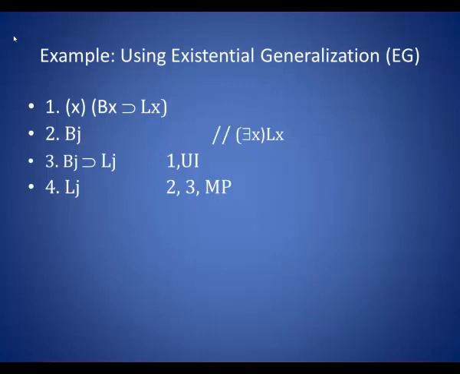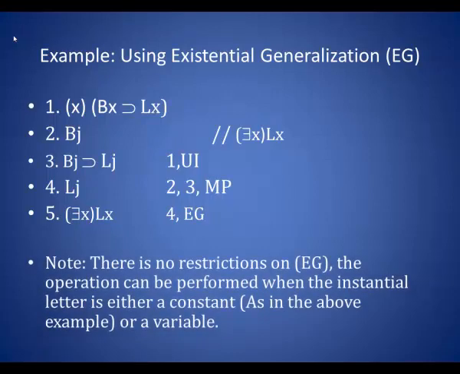Now, in order to complete this, I've got to reintroduce a quantifier, because my conclusion is an existentially quantified statement. And that's exactly what I do using EG. I say there exists an x such that x is L. In this particular case, we know that John Paul Jones is a legend, so there exists at least one thing that's a legend. And that's what we've represented on line 5 using our rule EG. Note, there's no restrictions on EG. The operation can be performed when the instantial letter is either a constant, as in the above example, or a variable.